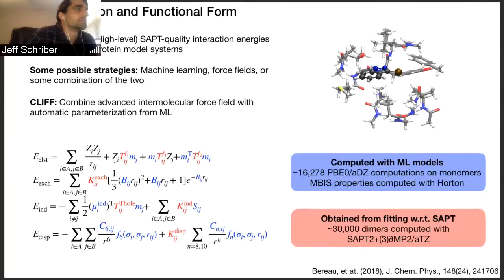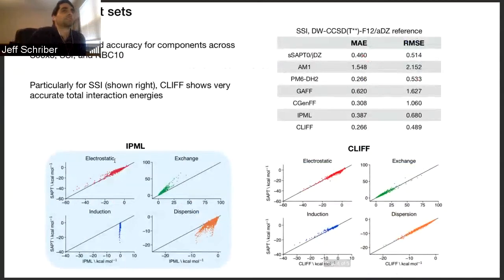Okay, so I'll just go to some results. First, looking at just a few small test sets. I'll start with the bottom here. So this shows IPML, which I mentioned is the precursor to CLIF.